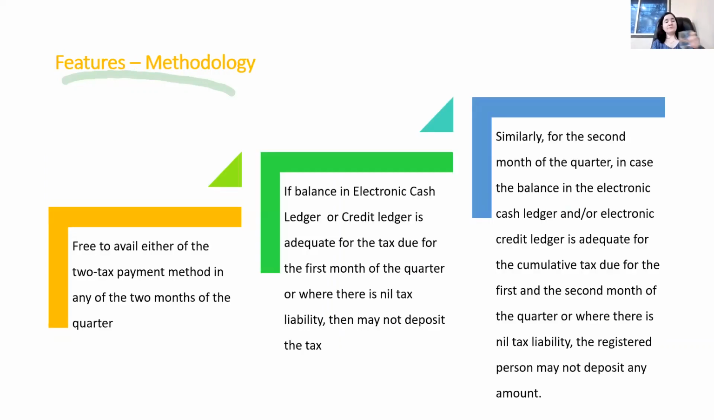Now, first, as discussed, any of the methods, that is the fixed sum method or the self-assessment method, can be opted as per your convenience in any quarter. Any method can be opted.